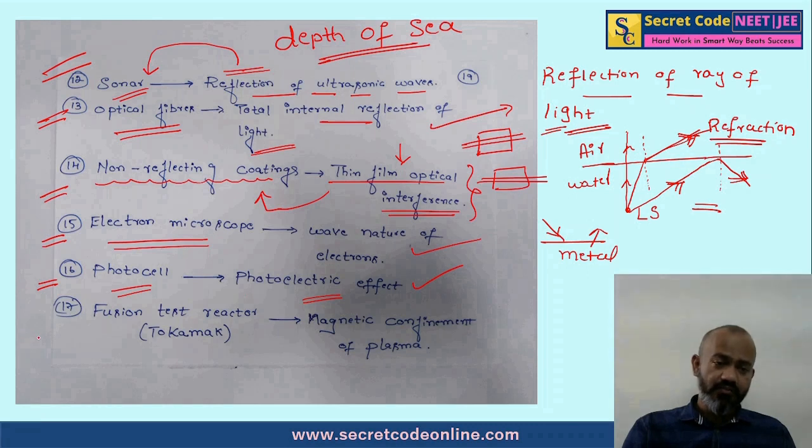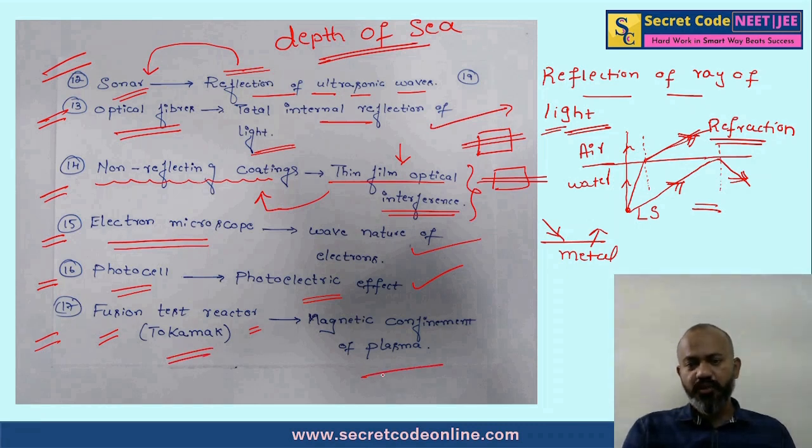Now let us move on to the 17th one. Fusion test reactor. Tokamak is also called a fusion test reactor. It is based on the principle of magnetic confinement of plasma.